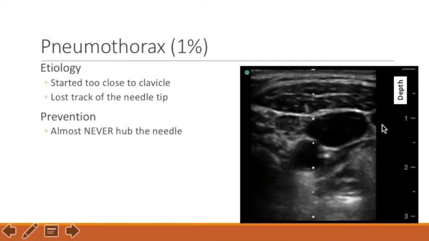So if you look down and you've inserted half of your needle, you've missed the target and you should pull back out and reassess where you are. Always monitor the depth of your needle and in relation to how deep your vein is.